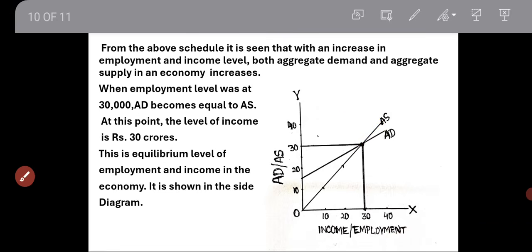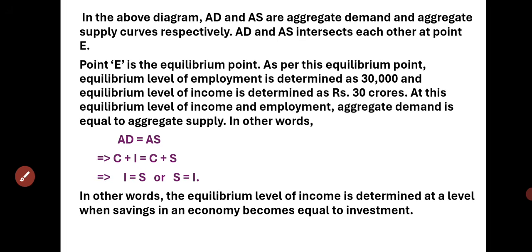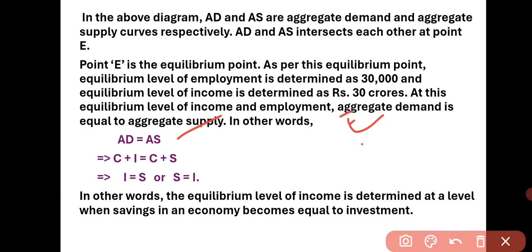Then you see, as per this equilibrium point, the equilibrium level of employment is 30,000 and the equilibrium level of income is 30 crores rupees. Now, we will come to a deduction that at this equilibrium level of income and employment, we know that aggregate demand is equal to aggregate supply. AD is equal to AS. So, it implies, what is aggregate demand?